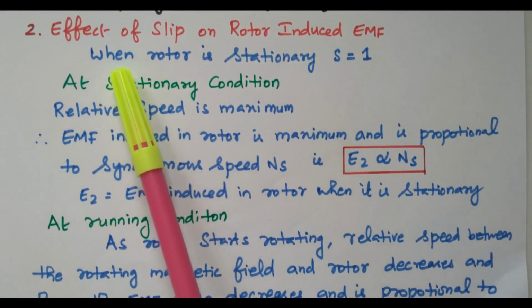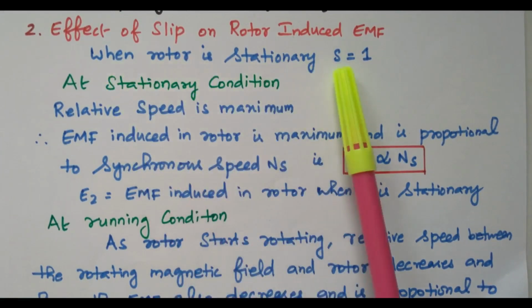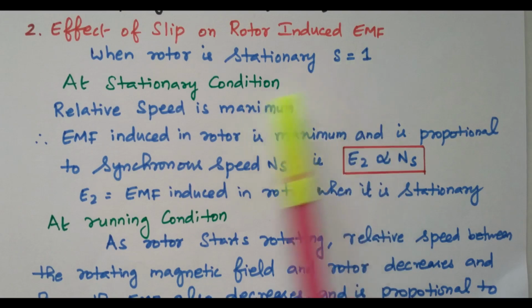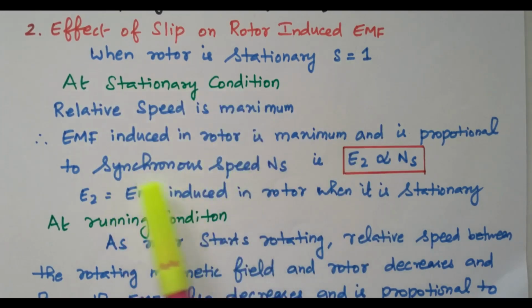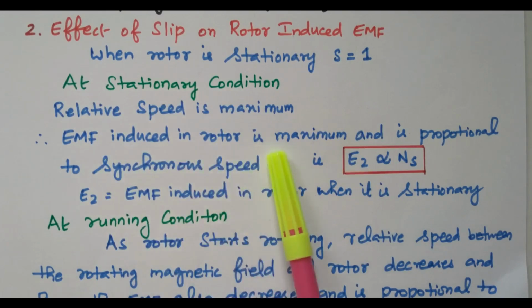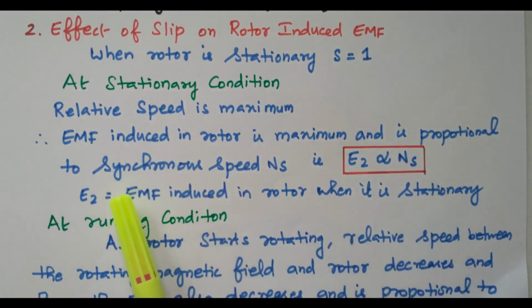Again we will start with the stationary condition. When the rotor is stationary, S equal to 1. So at stationary condition, relative speed is maximum, EMF induced is maximum, and it is proportional to the synchronous speed. E2 is directly proportional to Ns. E2 is nothing but the EMF induced in the rotor when it is stationary, right.